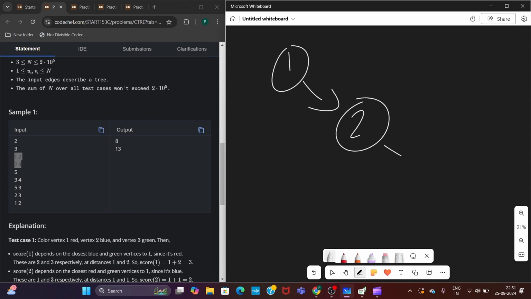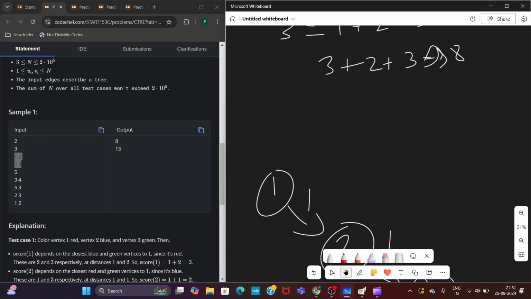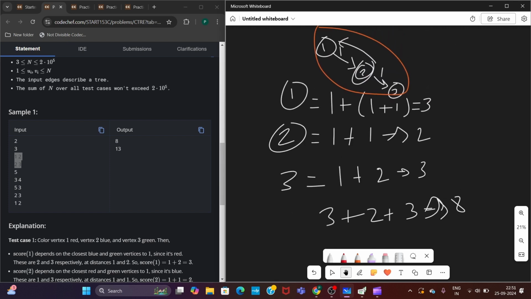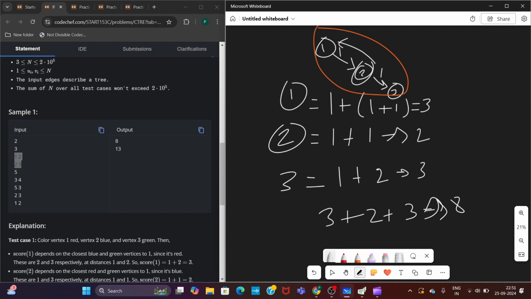1, 2, and 3. Okay, so basically it is similar to our first example only. So no tension over here. In the first example, the distance in each node is 1 only. As you know, it will be very simple over here. Basically, this is the explanation for the first example only.